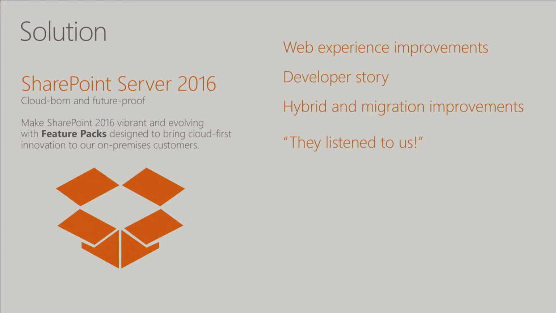So we came up with a solution. We decided to make 2016 as a goal vibrant and evolving. We wanted to continue to evolve it, and we wanted to make it vibrant in the same way that we service Office 365, that we service SharePoint Online. So we can bring that cloud-first innovation back to you in the same way that when you click the first release button, we can get innovation to you more rapidly as well.